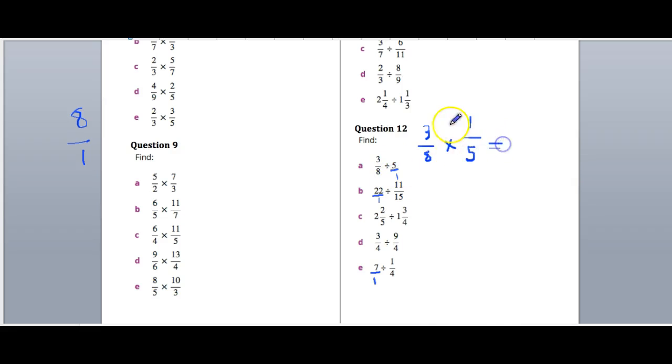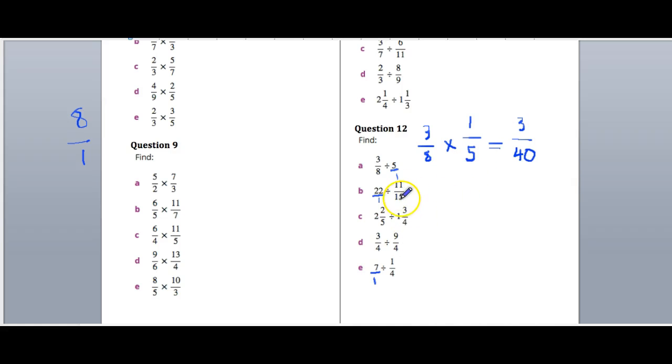All right, can I cancel anything? No, there's no number on the top that's the same as the bottom. So I'm going to have to do 3 times 1 for the numerator, and then 8 times 5, which is 40. Now 3 doesn't go into 40, so I can't simplify it any further. I'm going to leave it like that.